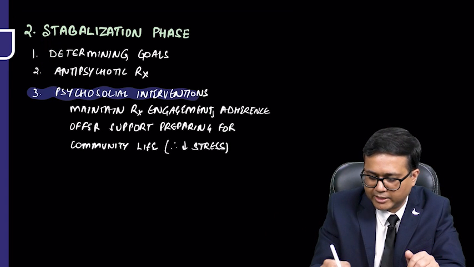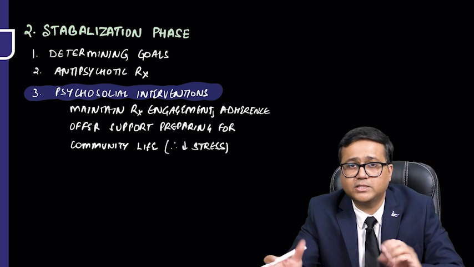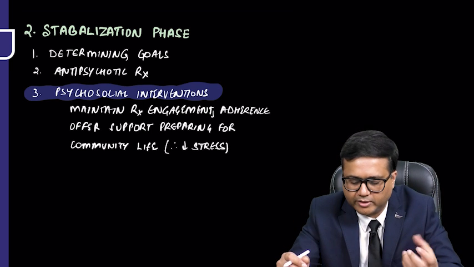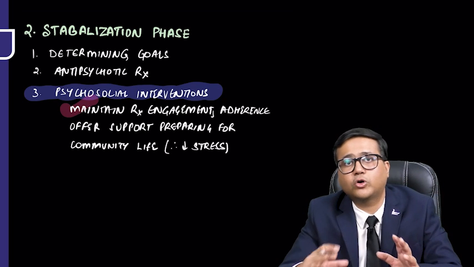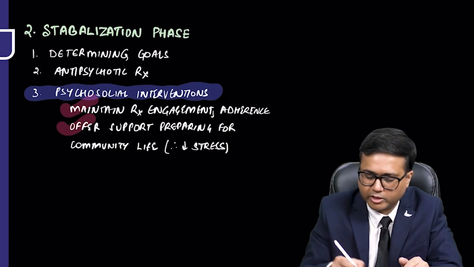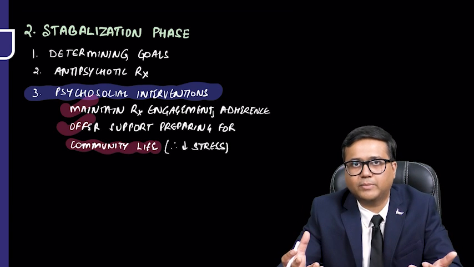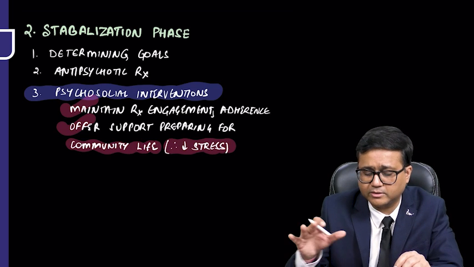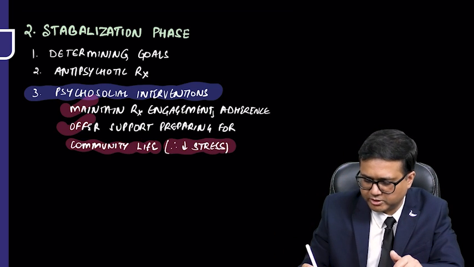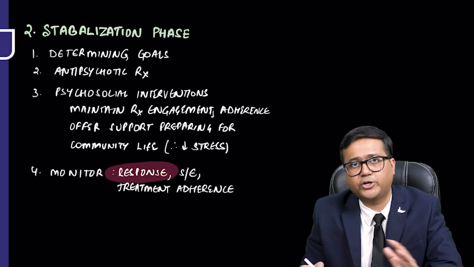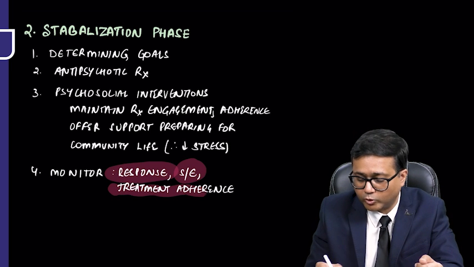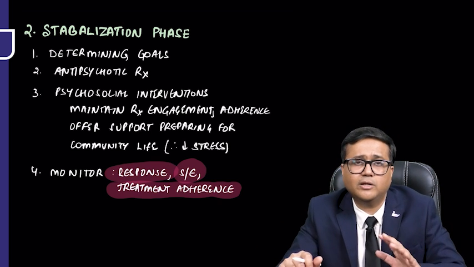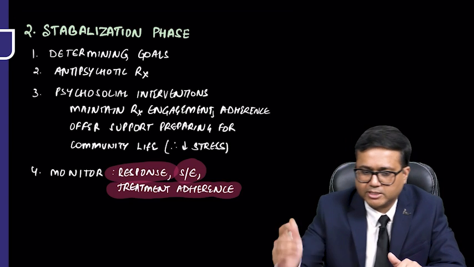Now, very important are the psychosocial interventions. You may start psychosocial interventions in the acute phase, but many times we are not able to use them in such an elaborate manner. So this is the phase in which more elaborate use of psychosocial interventions can be made, for maintaining treatment engagement and adherence, which is very important, offering support, and preparing for community life. The patient is preparing for going back to the community and doing things as before. That is again very important, and therefore it decreases the stress. Then we also have to continuously monitor the response, any side effects the patient is experiencing, and treatment adherence. And usually in the stabilization phase you are seeing the patient mostly on an OPD basis. So these are important points to consider when we see the patient in the stabilization phase.